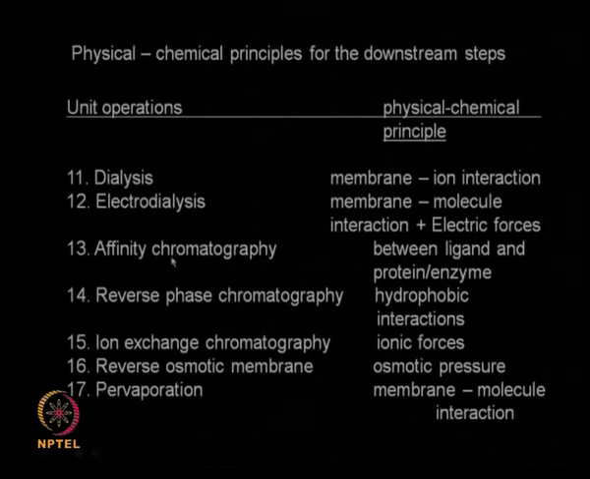Then we have something called affinity chromatography. Here it is based on a ligand and an enzyme, or a ligand and a protein. So, there is an affinity between the ligand and a protein, or ligand and an enzyme. Then we have something called reverse phase chromatography. It is based on hydrophobic interactions. Then we have ion exchange chromatography, it is based on ionic forces. Then we have reverse osmosis membrane, it is based on osmotic pressure. Then we have pervaporation, it is based on membrane and molecule interaction.